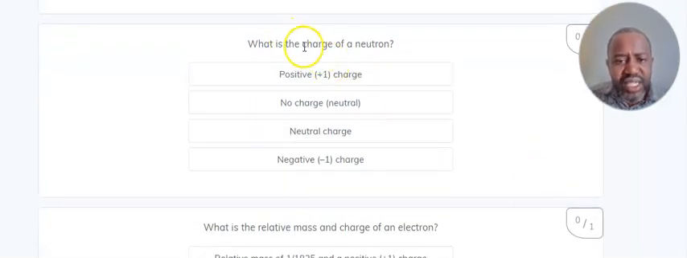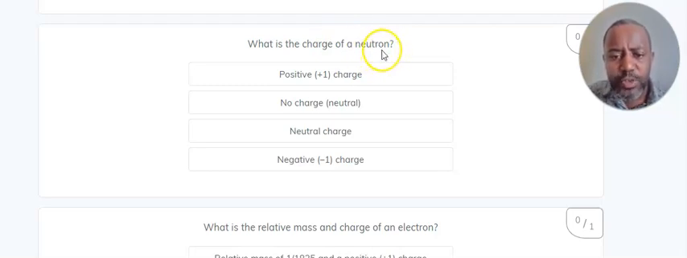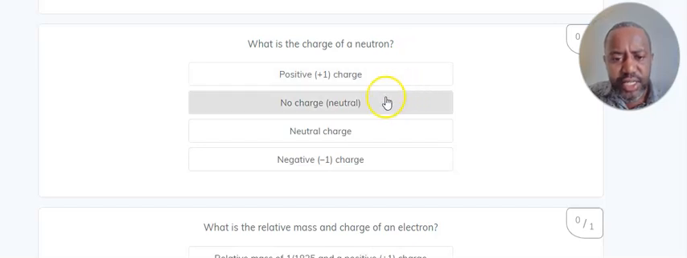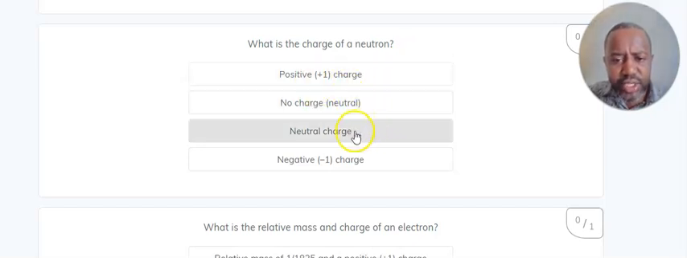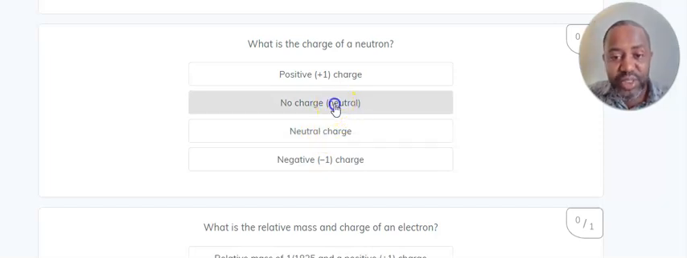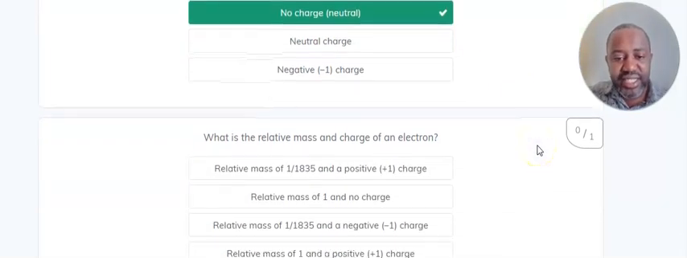What is the charge of a neutron? The word neutron. Neutron is found inside the nucleus. No charge. Nothing like neutral charge. This is very confusing. I'd go with the second one. Correct.